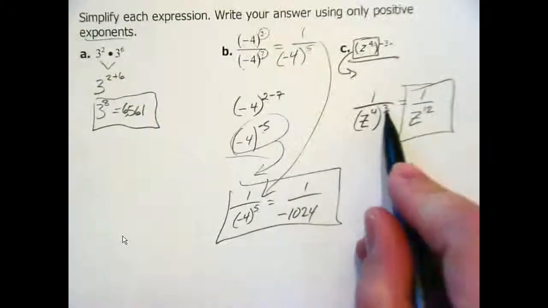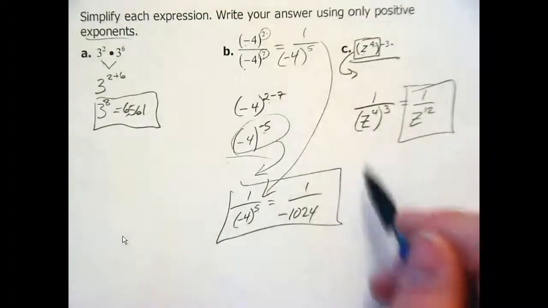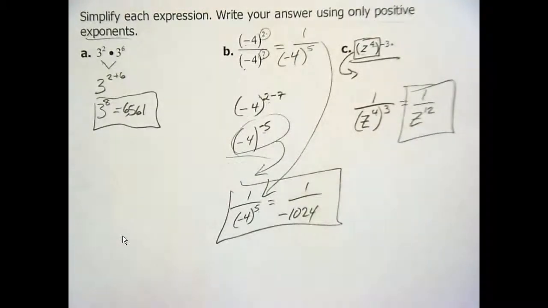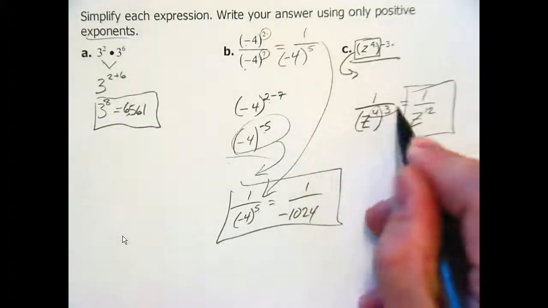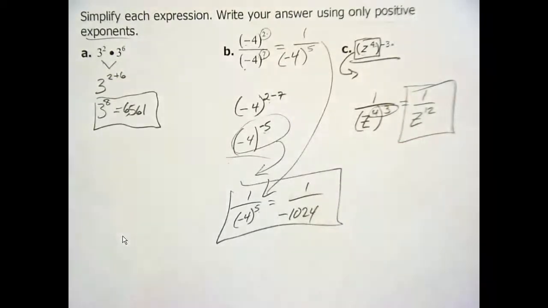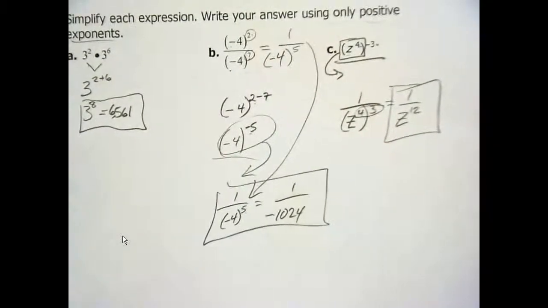Here we got 3 z to the 4th. So z to the 4th times z to the 4th times z to the 4th is z to the 12. So remember, if you have parentheses, it's like you have to distribute it. It's kind of that same rule we worked on with the distributive property.